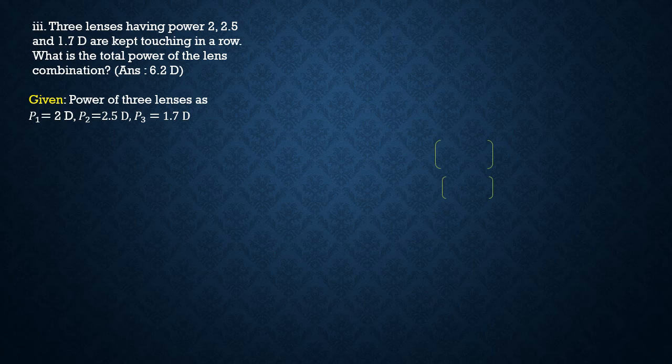So what is given to us? Power of the three lenses: P1 is 2 diopter, P2 is 2.5 diopter, and P3 is 1.7 diopter. So these P1, P2, P3 are nothing but the power of the first lens, the power of the second lens, and the power of the third lens.